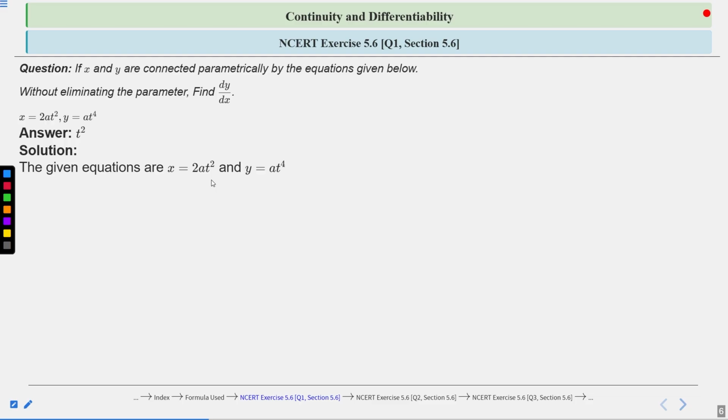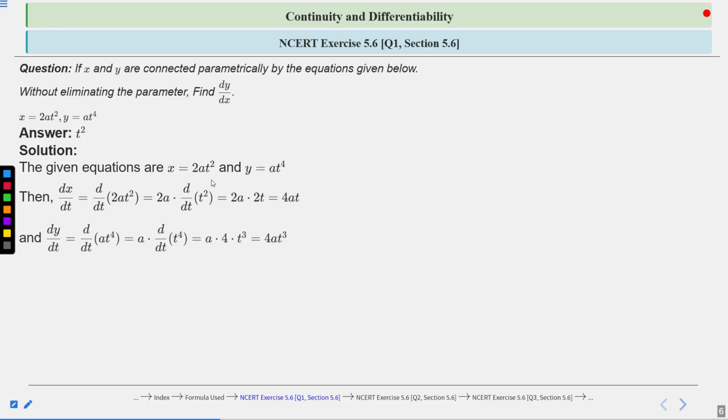See, the given equations are x is equal to 2at square and y is equal to at to the power 4. Then dx by dt will be equal to d upon dt of 2at square, which is equal to 2a into d upon dt of t square, which is equal to 2a into 2t, right? Which will be equal to 4at, right? Clear? And dy by dt will be equal to d upon dt of at to the power 4, which is equal to a d upon dt of t to the power 4, right? And after differentiating t to the power 4, you will get a times 4t cube, right? So dy by dt will be equal to 4at cube, right?